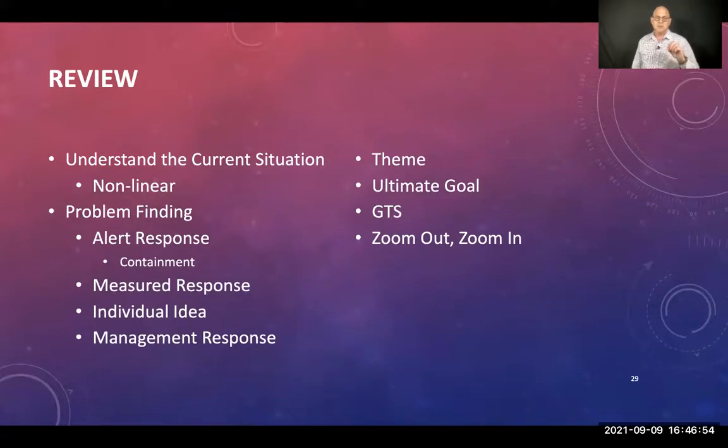So in this piece, we talked about understanding the current situation and the fact that this is a non-linear kind of thing. We talked about alert response and containment measures. We talked about measured response, individual ideas, management response, the theme, ultimate goal, GTS, and zoom in and zoom out.